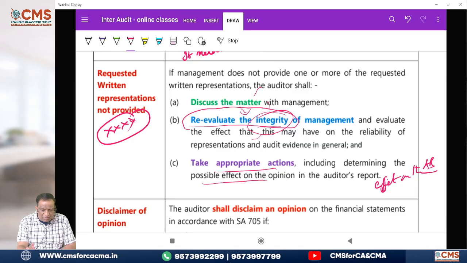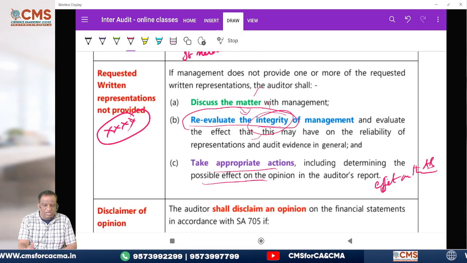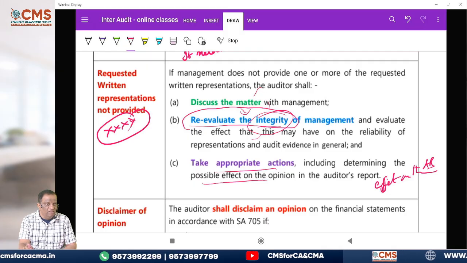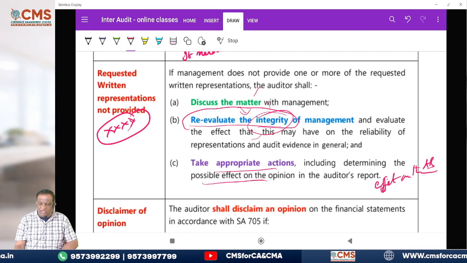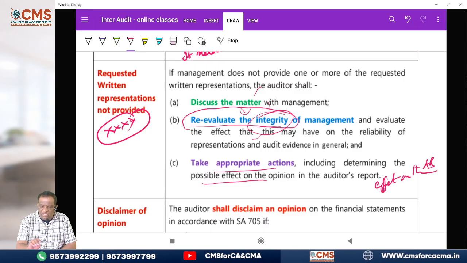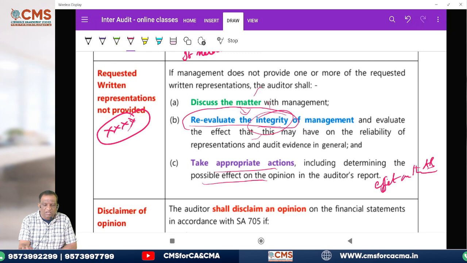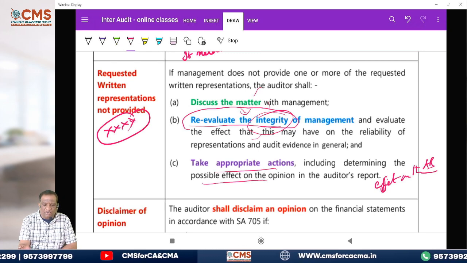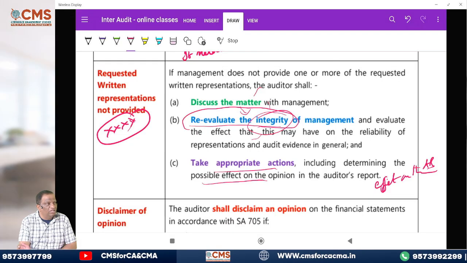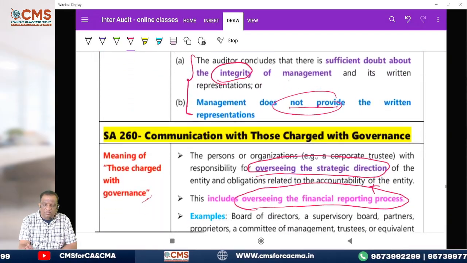Then I should discuss the matter with the management, why you are not giving, and then I should re-evaluate the integrity of the management, because they are making the statement, but when I am asking them to give it in writing, they are refusing to give. When they are refusing to give it in writing, the integrity of the management itself is questionable. I do that and take appropriate action. Maybe modifying the report, whatever you want to take, you take it. So these are the points on it.